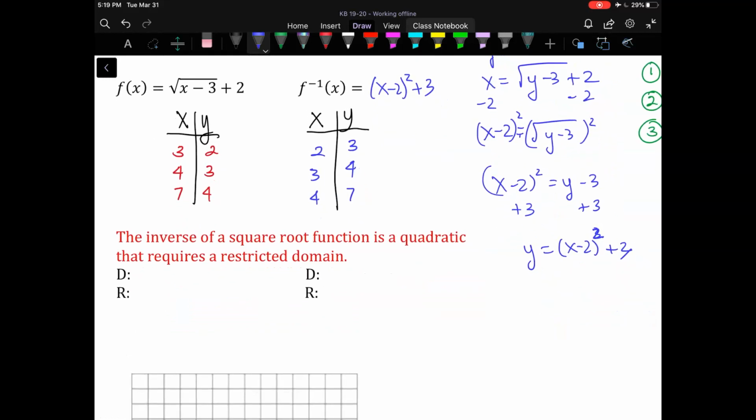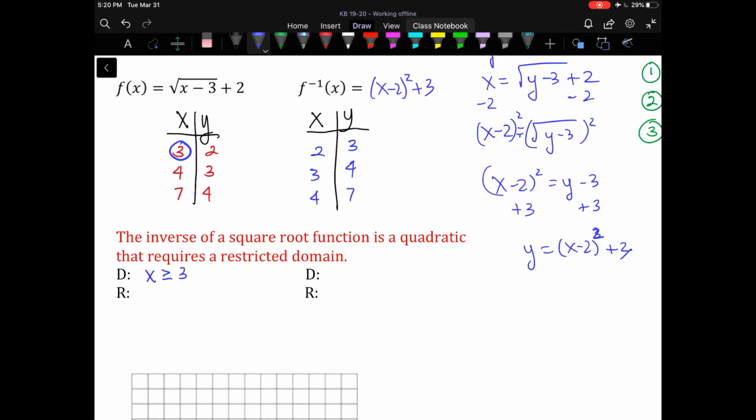Now the domain of a square root function, and we have to think about this because we have a square root, we can't square root negative numbers. And so if you think about the number I started with, that's what gives us 0. And so our domain is x has to be greater than or equal to 3. Because we can square root 0, we can't square root negatives. And anything less than 3 would give us a negative under the square root.